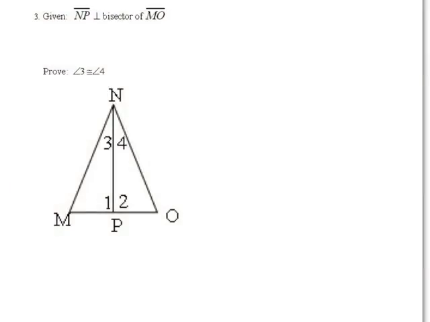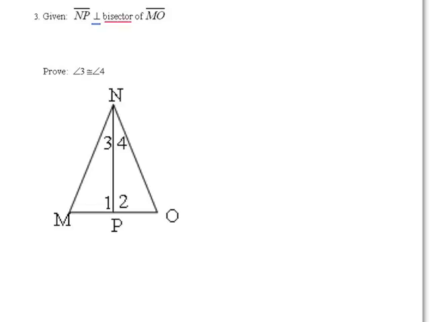In this last example, our goal is to prove that angle 3 is congruent to angle 4. Now once again, we're going to prove that by proving that these two triangles are congruent first. So let's examine the given information. We know that NP is a perpendicular bisector of MO.